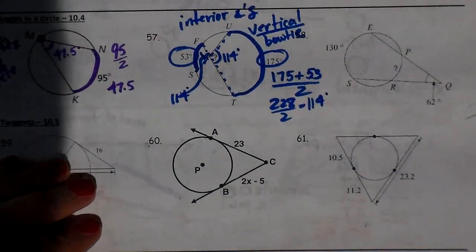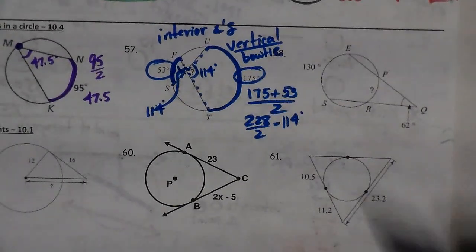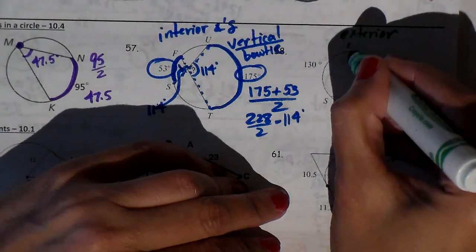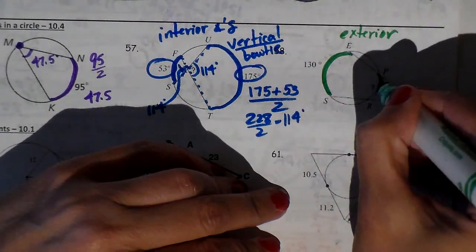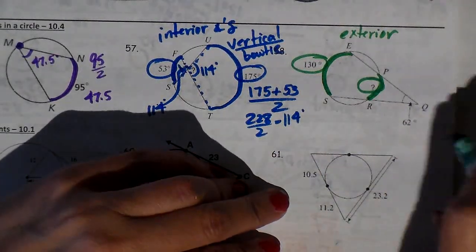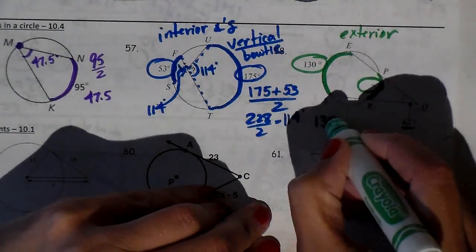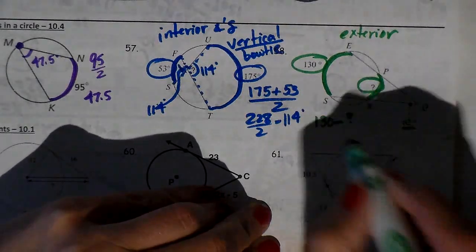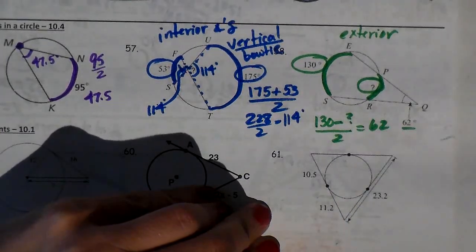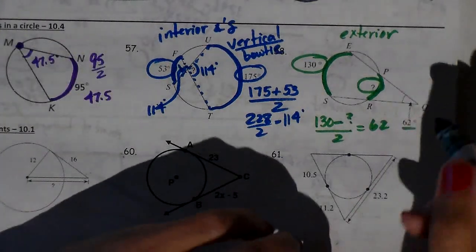Now if you look at 58, the angle is located on the exterior, or the outside, of the circle. So this is an exterior angle. Okay? For the exterior angle, instead of adding the arcs and dividing by 2, you subtract. So this arc minus this arc divided by 2 gives you the angle. Well, 130 minus the question mark, we don't know what that is, divided by 2 is going to give me 62. Well, I plug in what I have and solve for what I need. That's basically what I always say.